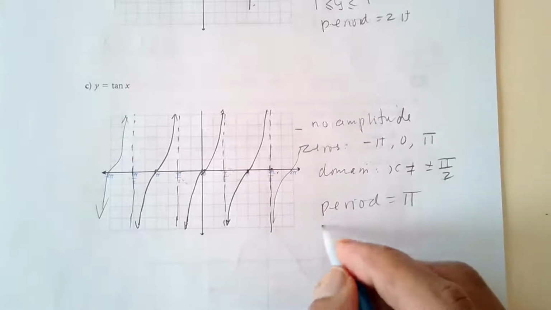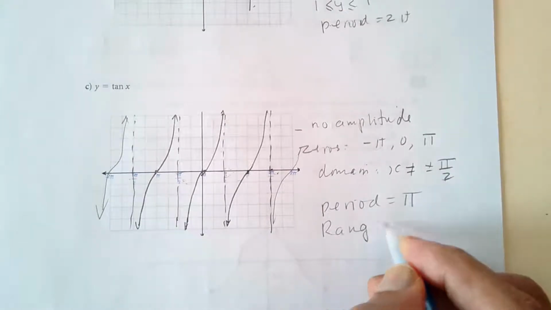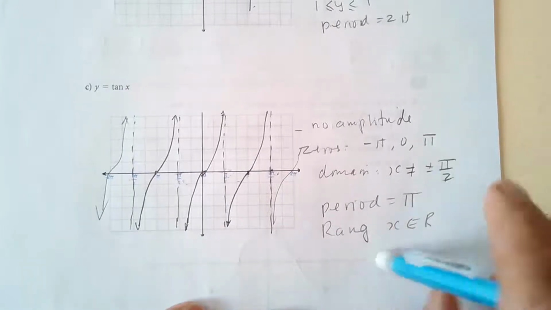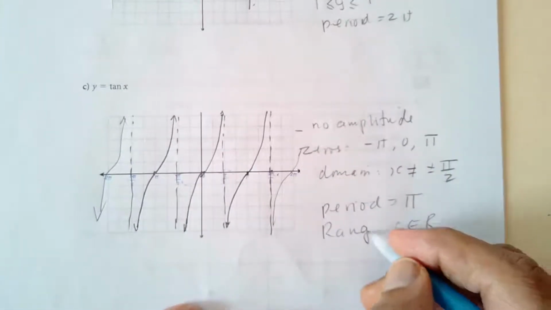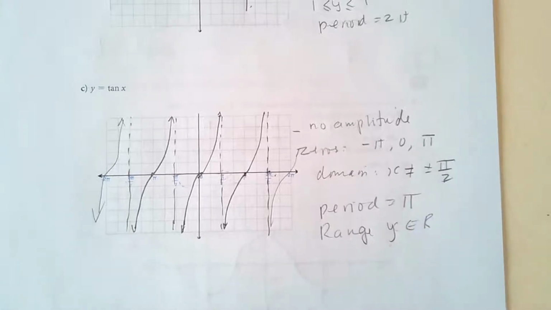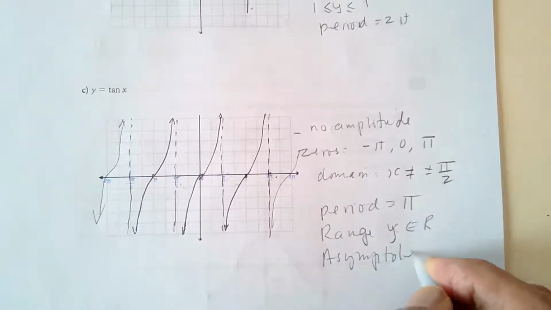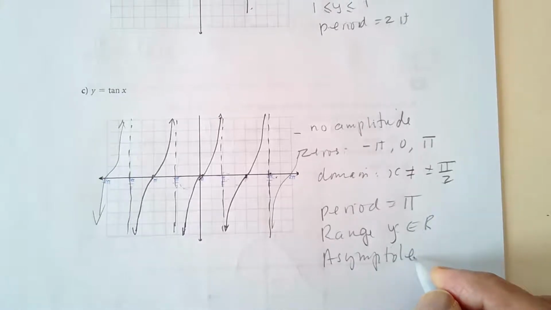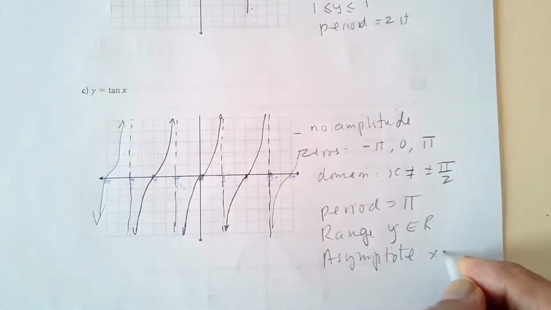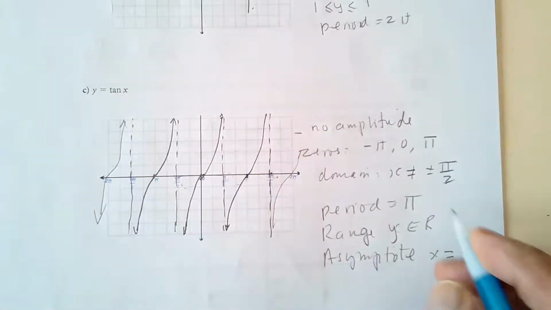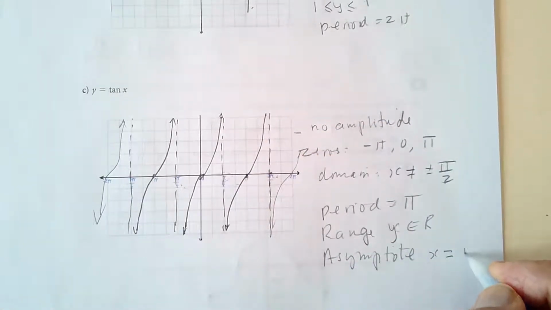And the range is all the real numbers. Sorry, the range, y can be any value. And there's an asymptote here. The asymptote is where x is equal to pi over 2, where it's not defined.